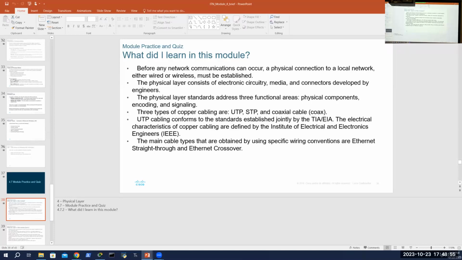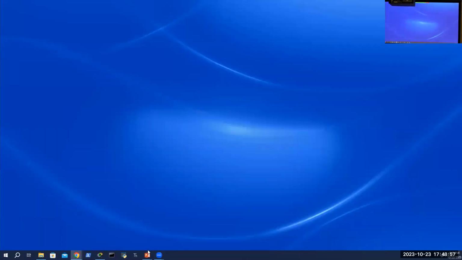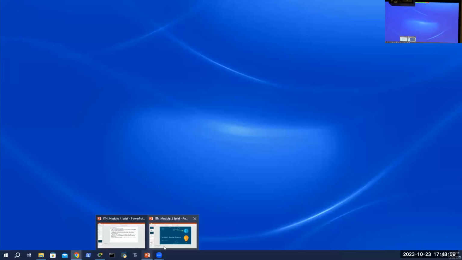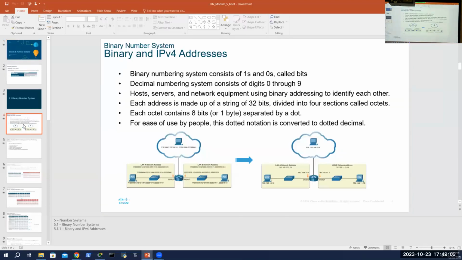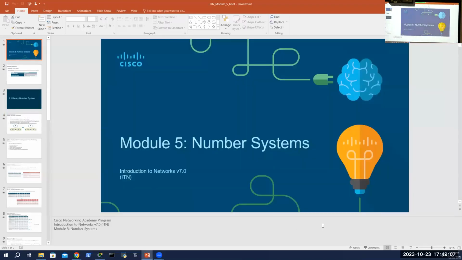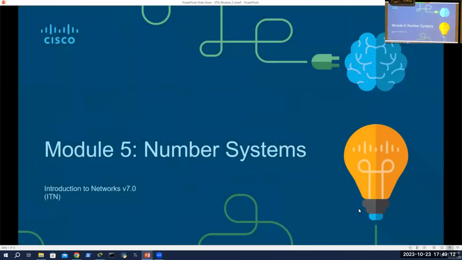All right, so let's move on to module 5. Again, I've cut out quite a bit of it, because the basics of numbering systems and such, I hope you remember most of it. But we will do a quick review, because really what I want to spend the time on is going through some practice problems and making sure everyone is good with it.